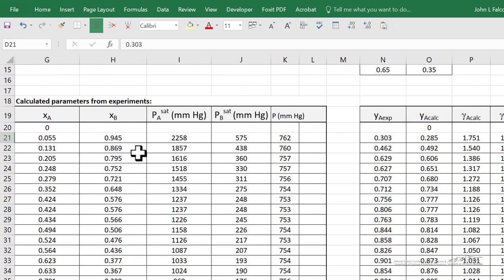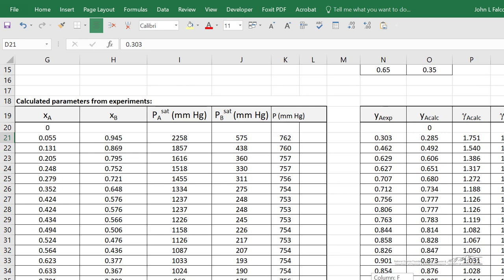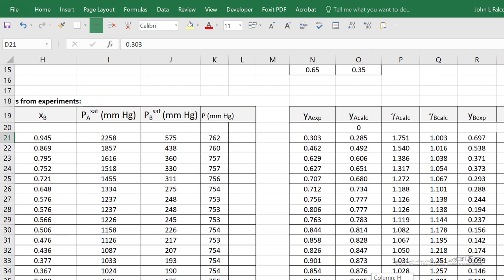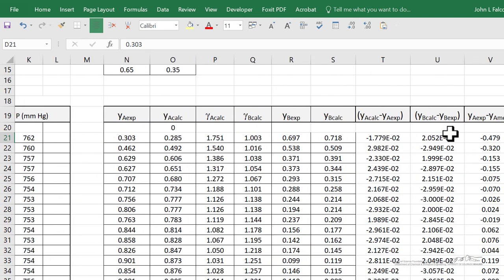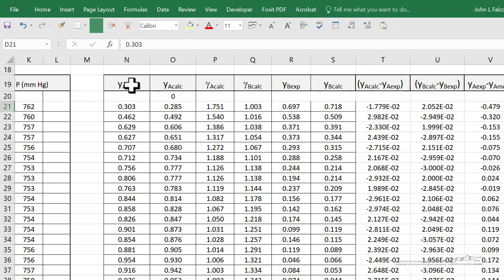First we have XA and XB. Antoine equations give us the saturation pressures. We calculate the pressure, which was held at 760 in experiments, and because of noise, it doesn't always add up to 760 when we calculate it from the saturation pressures and the mole fractions and the activity coefficients. So the experimental measurements for A, gas phase mole fraction, and the calculated value, which are calculated from the activity coefficients from the two-parameter Margules equation, and here are the activity coefficients we calculate.